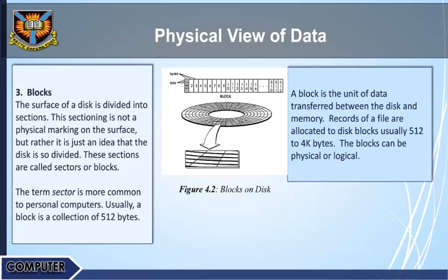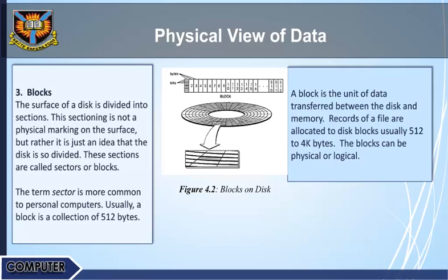This sectioning is not a physical marking on the surface, but rather it is just an idea that the disk is so divided. These sections are called sectors or blocks. The term sector is more common to personal computers. Usually, a block is a collection of 512 bytes.